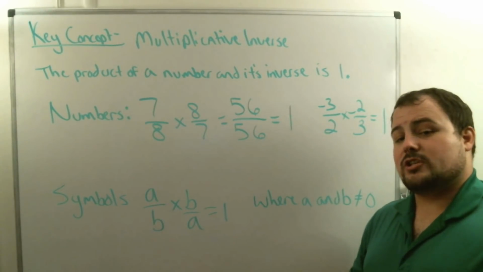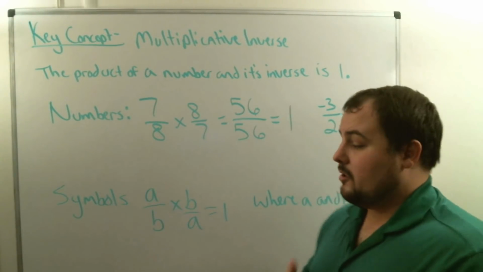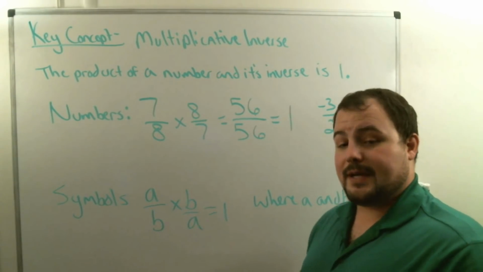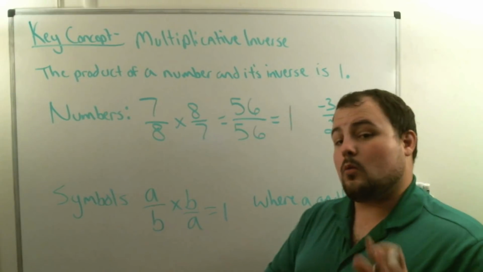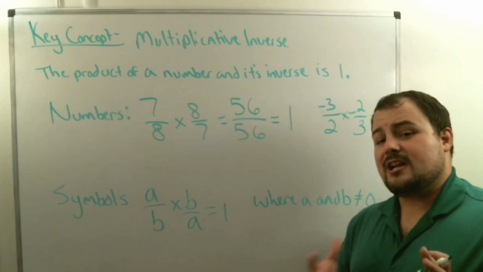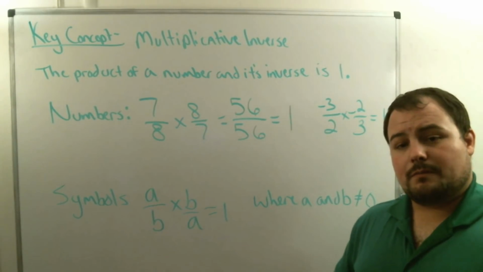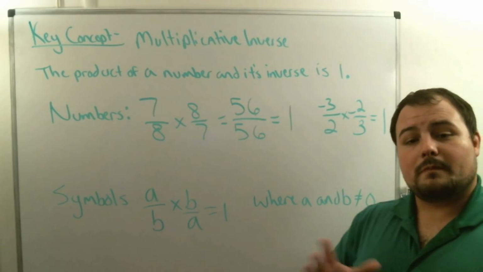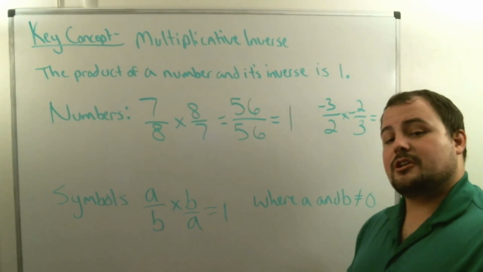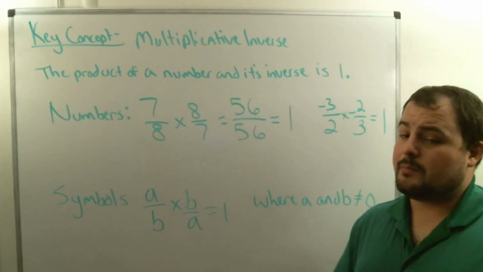So no matter what the fraction is, if we multiply by the same fraction flipped, we're always going to get 1. Using algebra, it looks like this: if I have a divided by b times b divided by a, the answer is going to be 1, no matter what those numbers are. The only rule is a and b cannot be 0, because we're not technically allowed to divide by nothing. So we cannot divide by 0. Any number times the same number flipped is always going to equal 1 as long as we can write them as fractions. Let's start our first example and see how multiplicative inverse can help us solve some problems.